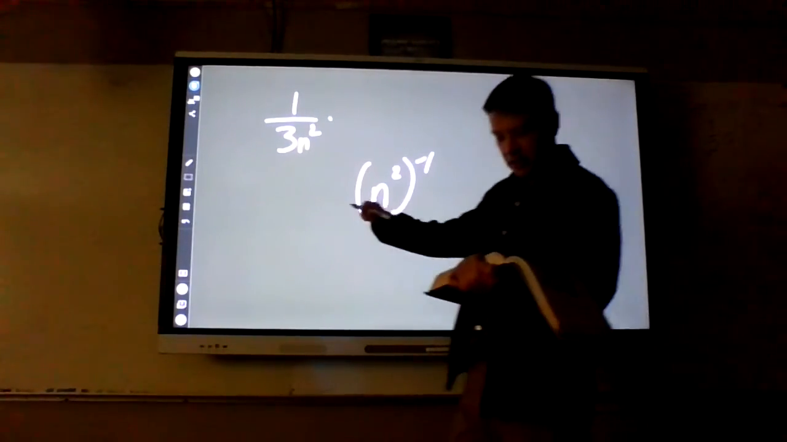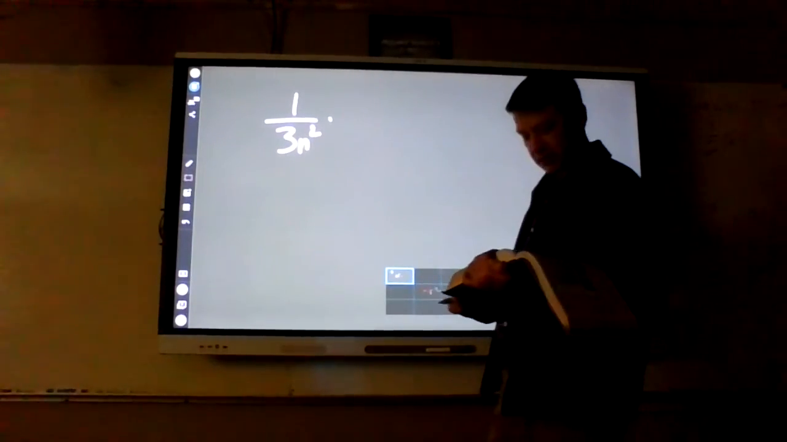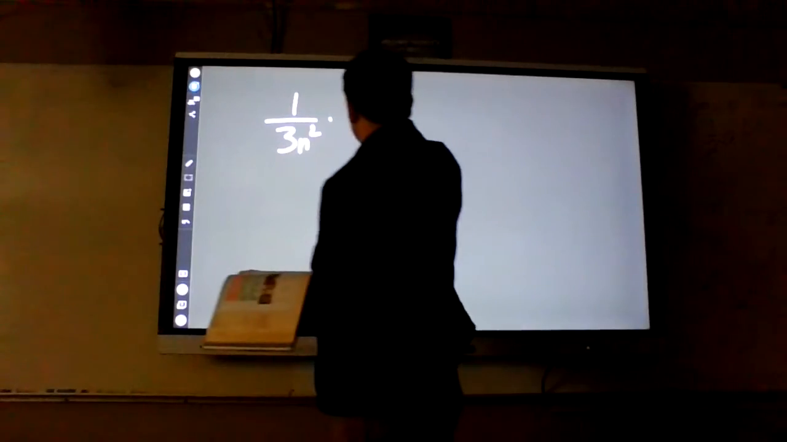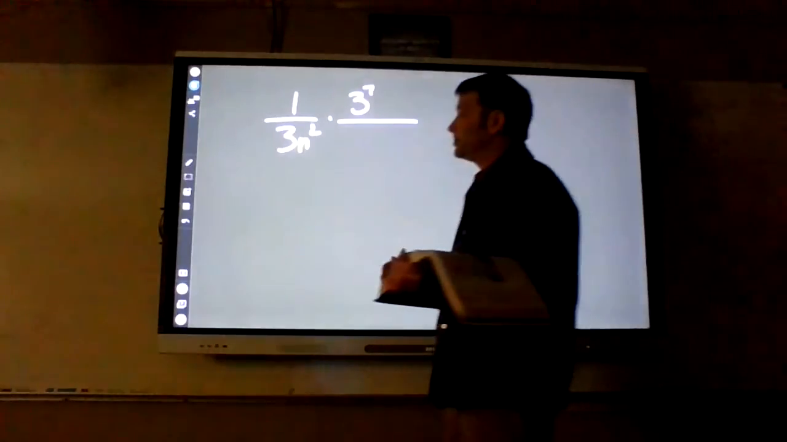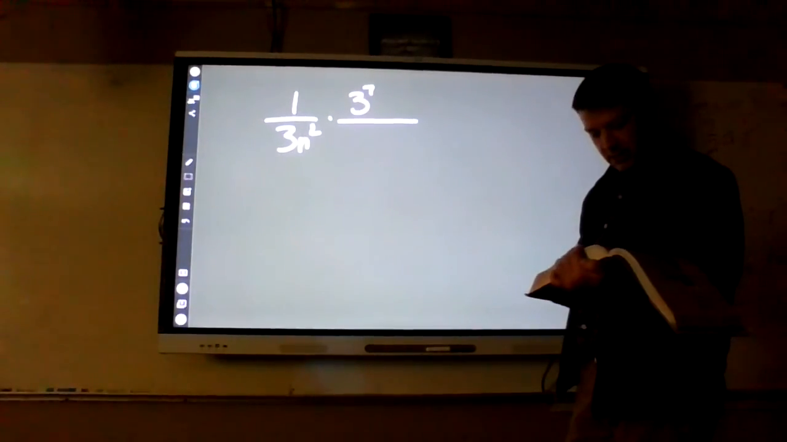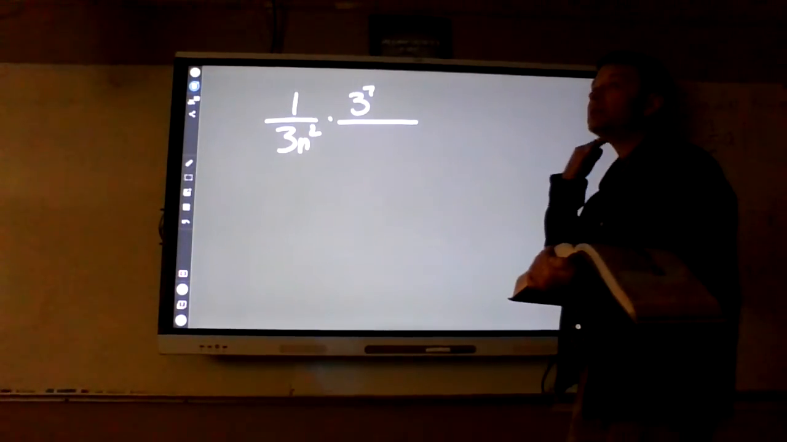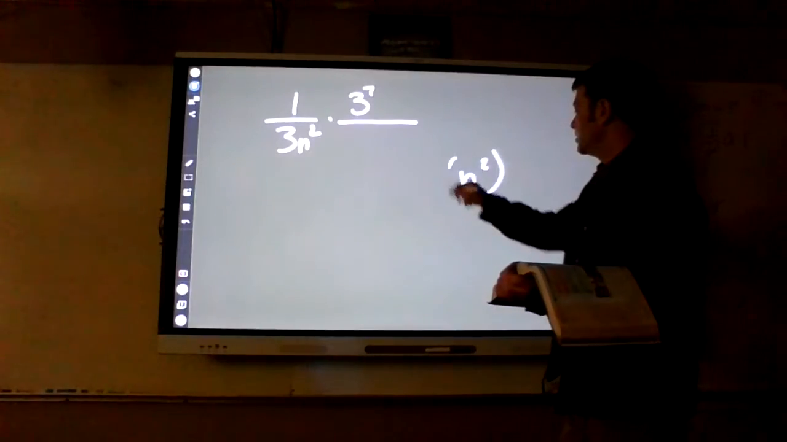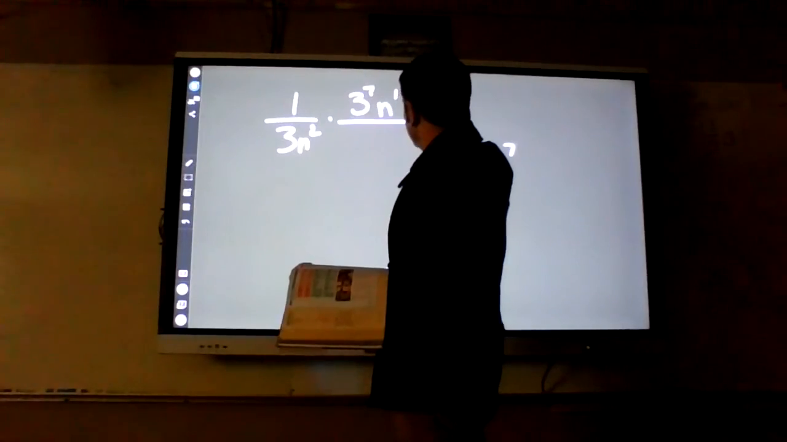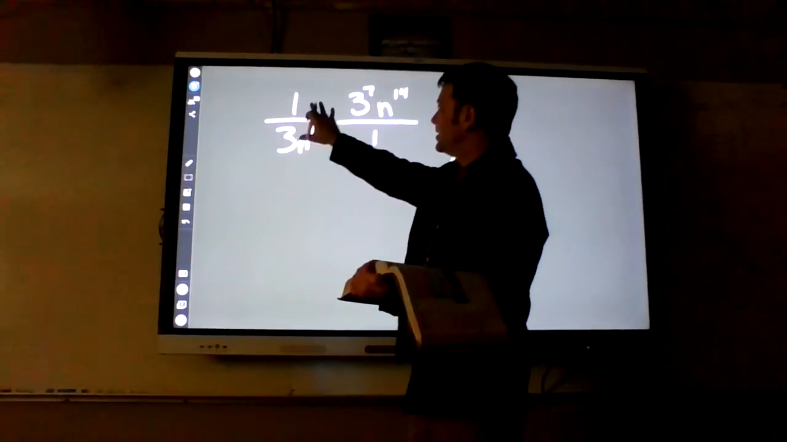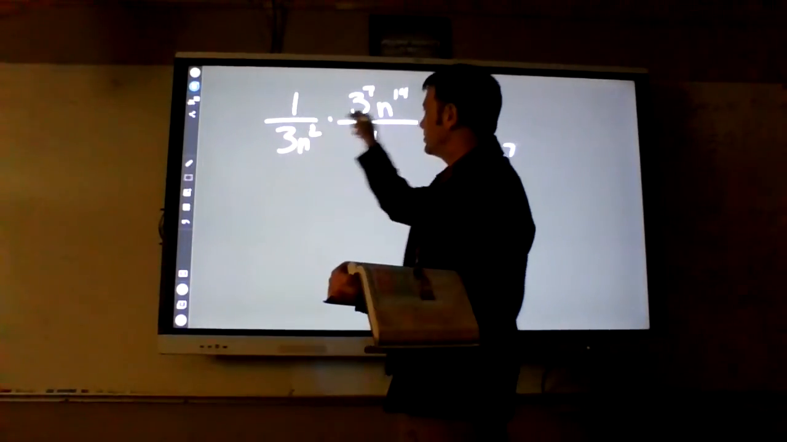The second parentheses is 3 to the 7th. That's a really big number, so they left this in exponential form. They did not simplify it. And then n to the 7th squared is n to the 14th. So when you multiply two fractions together, everything on top gets multiplied together, and the bottom gets multiplied together. So it's kind of like one big fraction.